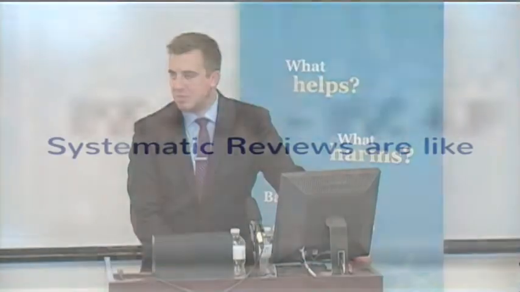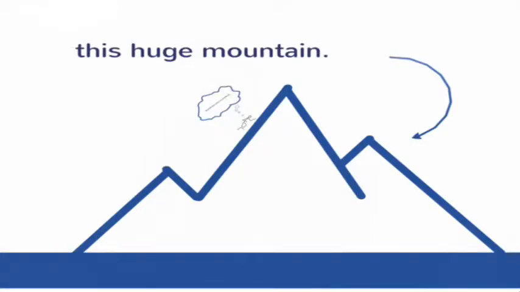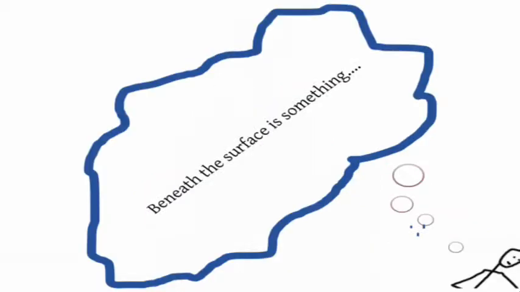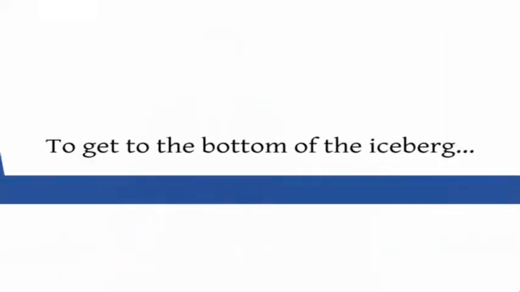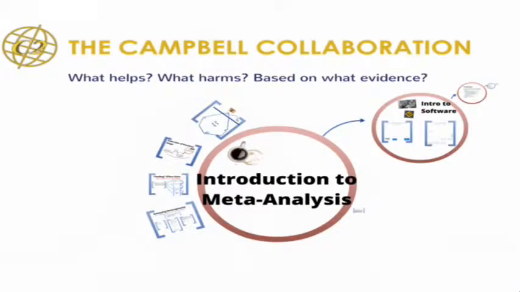On with the show. Okay, so I'd like to start off by saying that systematic reviews, and we'll talk about what that means in a second, but this is my view of systematic reviews. Systematic reviews are like this huge mountain here, okay? So it's obviously up on the screen. It looks like we've captured all of the information possible using a systematic review. But when we look beneath the surface, we find something that's actually quite large, right? And when we get to the bottom of the iceberg, we need a quantitative synthesis or a meta-analysis, okay?